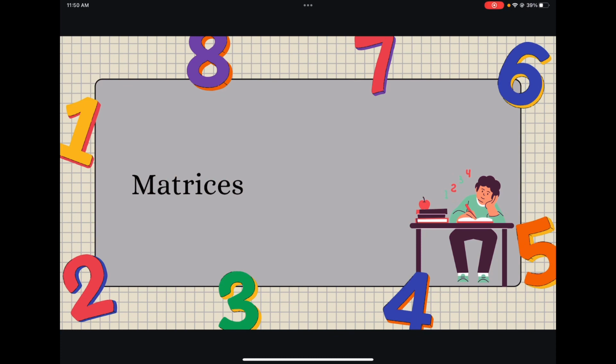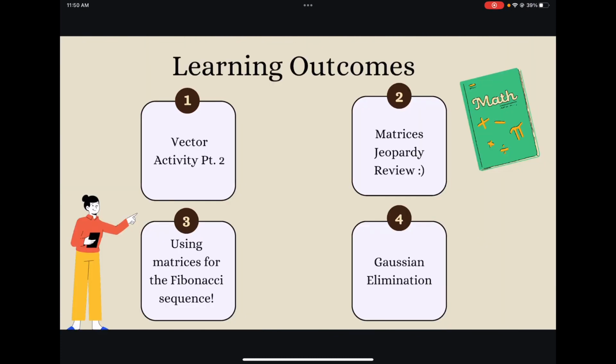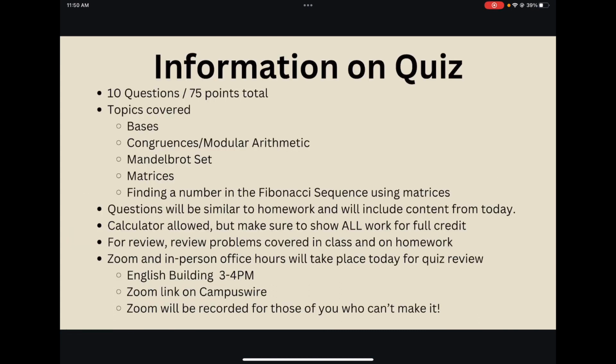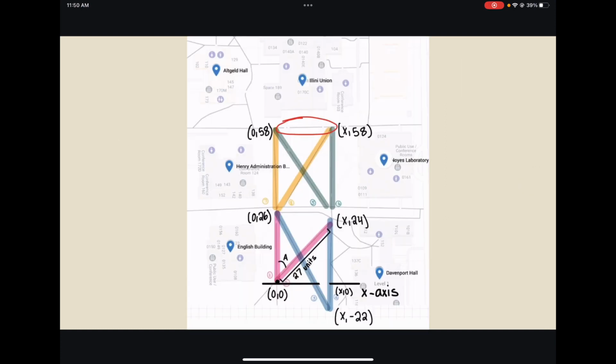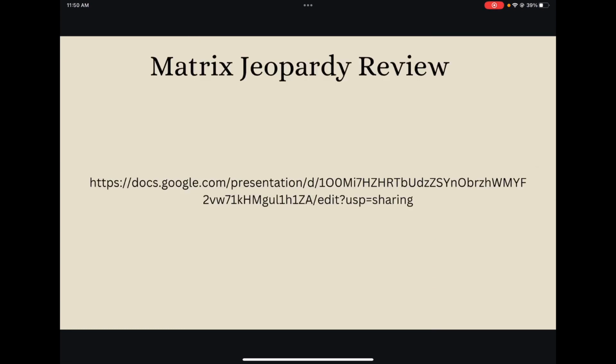The next day of class, we went over matrices and a little bit of linear algebra. These were the learning outcomes of the day, and we started off class by giving information on our quiz, which was given to the class the next day. This was the map from the vector activity where we used everyone's measurements to come up with this coordinate system. Since we didn't have enough time to do a complete review during class on matrices, we gave a Jeopardy instead.